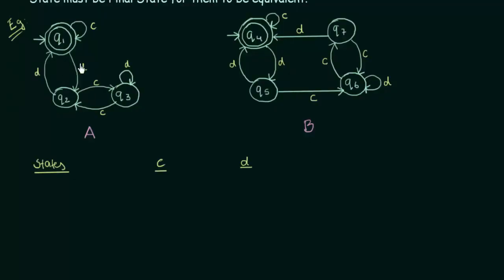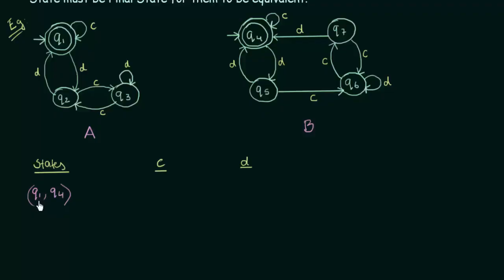For that we have to make pairs of states. So let's make the first pair Q1 and Q4. Since they are the initial states, let me make a pair like that, Q1, Q4. We have to see where Q1 and Q4 go on getting inputs C and D.